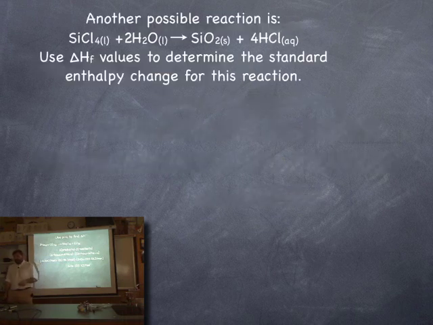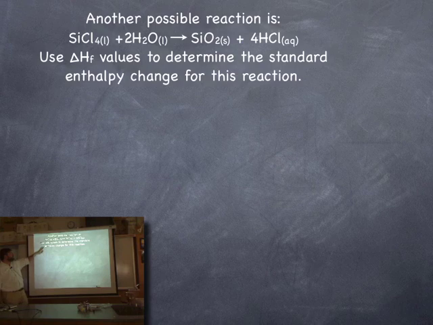All right, so do it. You have the chart. I'll go turn the lights on in a sec. This is the equation. Silicon tetrachloride reacts with water to produce silicon dioxide and hydrochloric acid. What's the delta H for this reaction? That's your task right now.